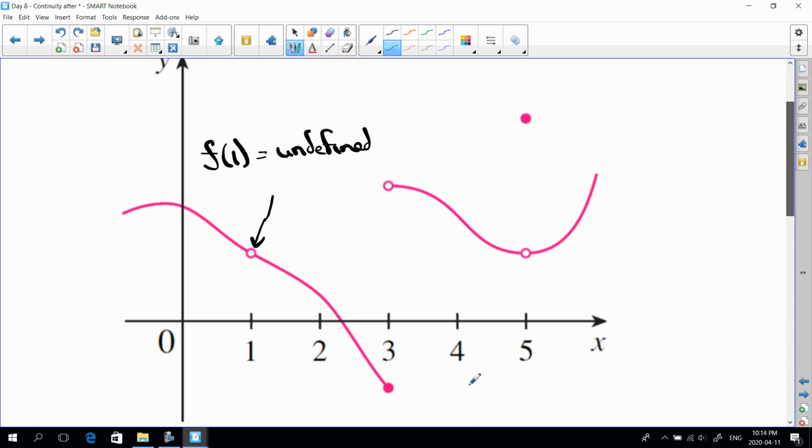It's also discontinuous at x equals 3. The reason being is because the limit as x approaches 3 of f of x does not exist.